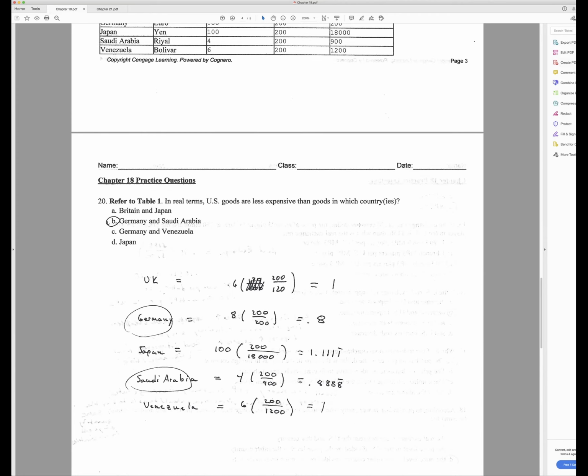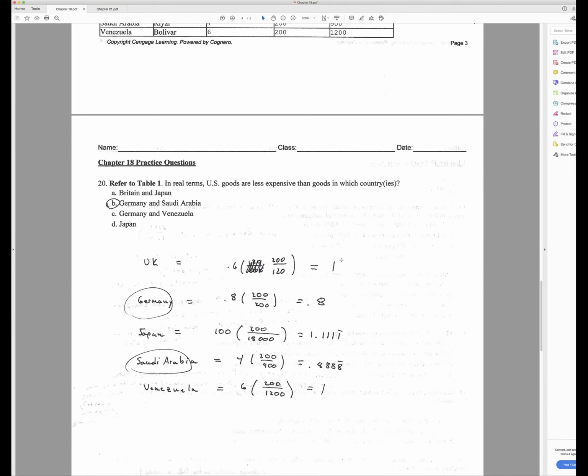So basically, you do all those calculations, you figure out which of the real exchange rates are less than 1, and whatever countries have a real exchange rate of less than 1, that would be your answer.